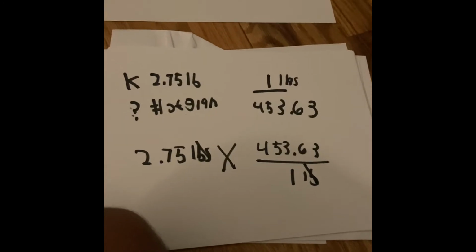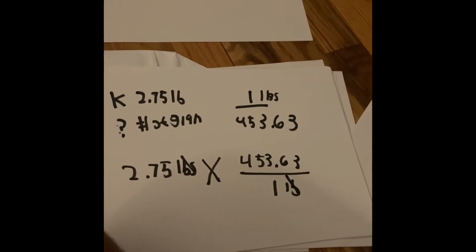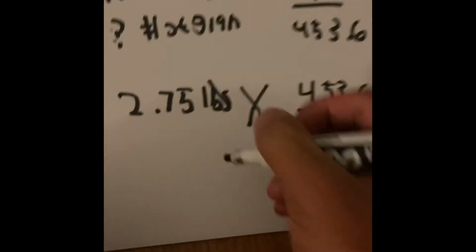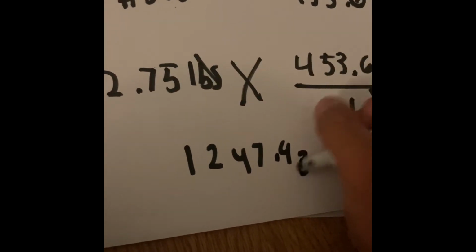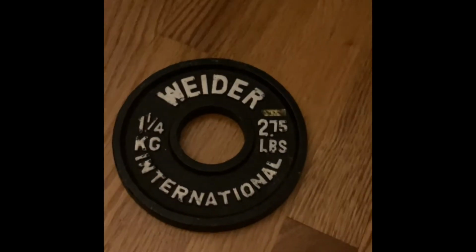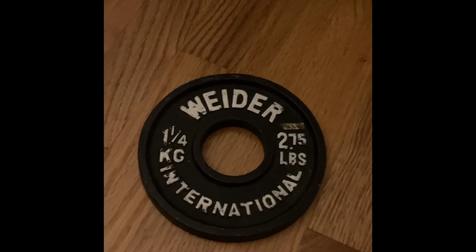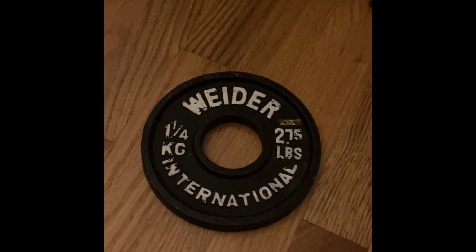When you do 2.75 times 453.6, you get 1,247.4 grams. So this weight would weigh 1,247.4 grams. Let's try a challenge problem.